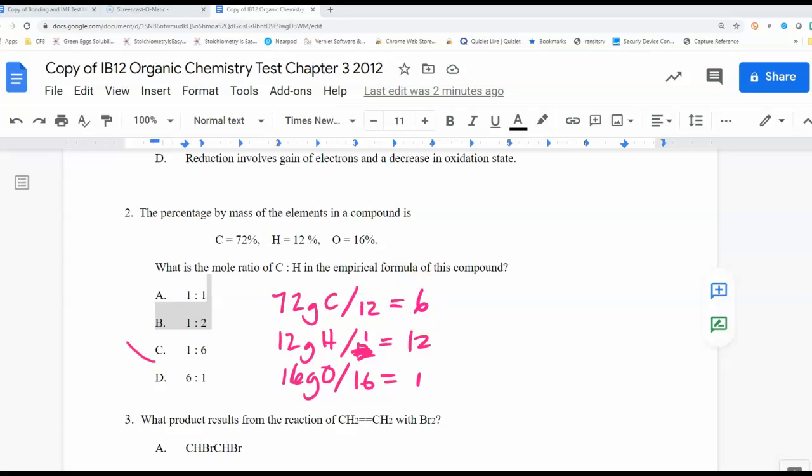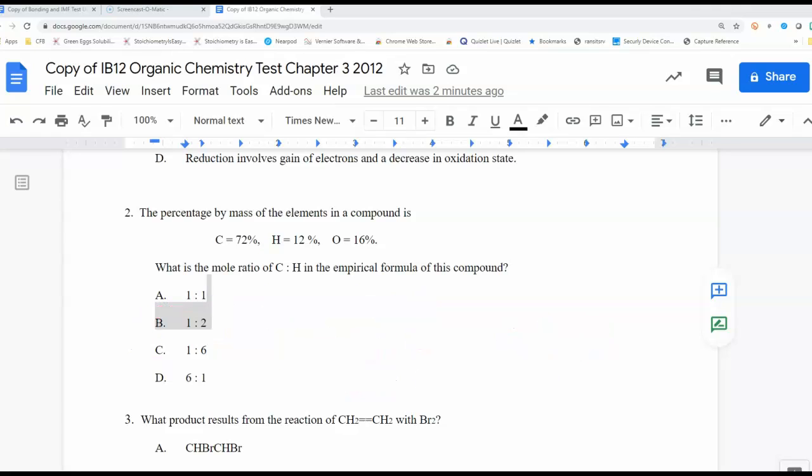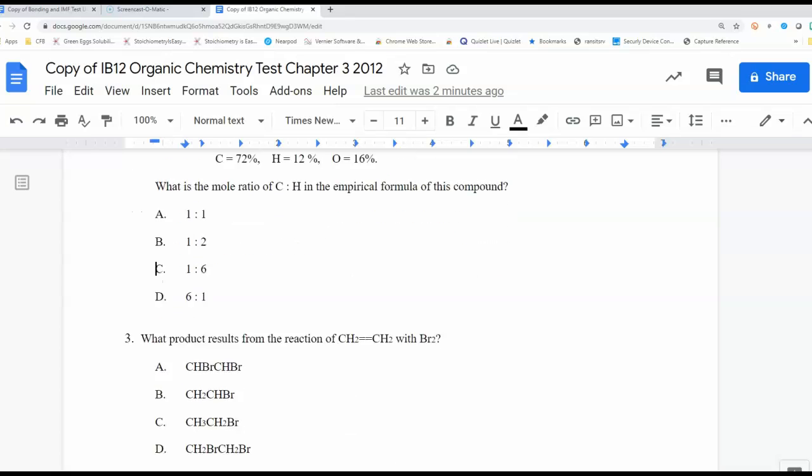And then we're going to divide by the smallest one, which ends up being dividing by 1. So we end up with C6H12. That doesn't look right. Oh. Okay, and we want to know the mole ratio between C6H12. So that ends up being a 1-to-2 ratio. So correct answer here should have been B. Okay. So let's continue onward now.